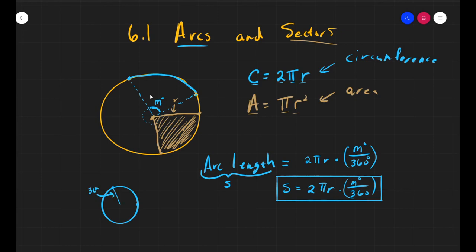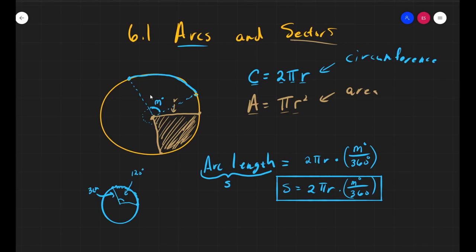And the angle that these make, we'll say, is 120 degrees. 120 degrees is the angle that these make. Okay? So let's find the arc length for this.